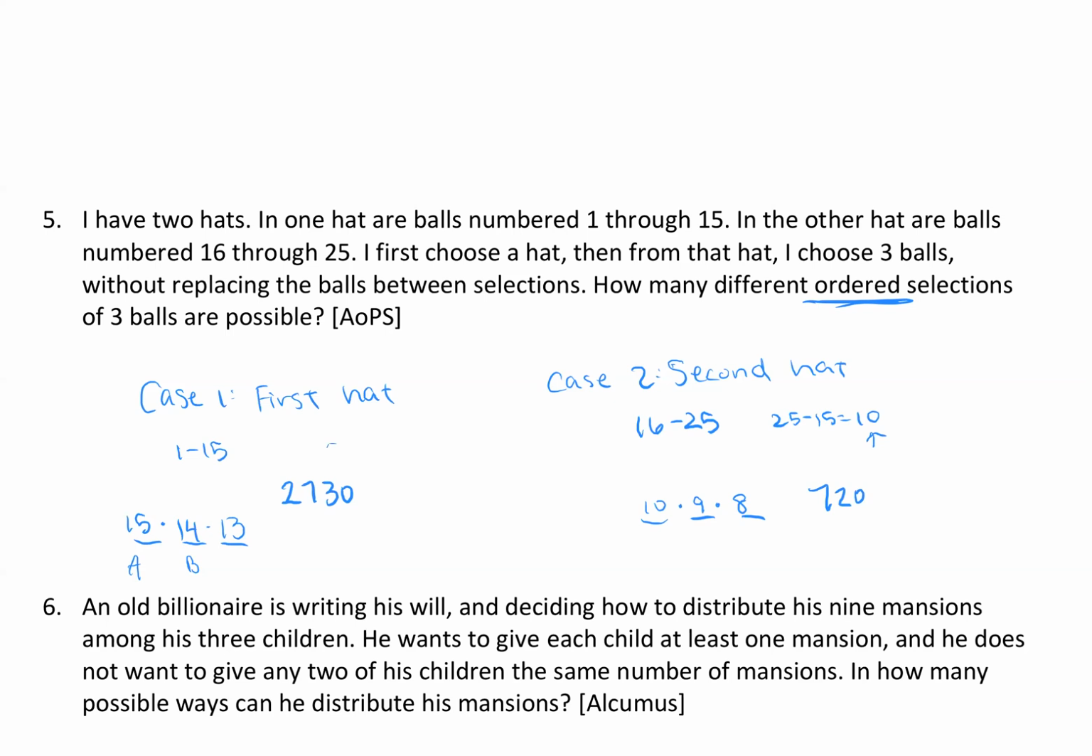And when we add these together, this is equal to 3450. So 3,450 total ordered ways. See, this one was a relatively nice problem. I'm pretty sure it's 2,730, but yeah, I think it's 2,730.